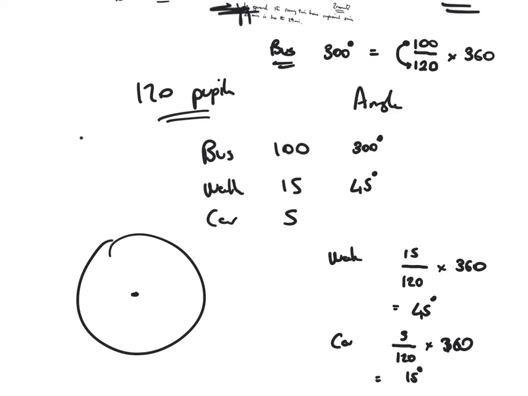So then draw that in, so that's approximately 300 degrees there for bus, and then 45 degrees by walking, and finally 15 degrees by car. So I'm going to just show those amounts: 300 degrees, 45 degrees, and 15 degrees.